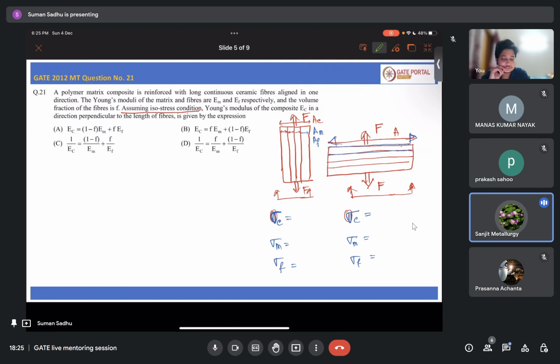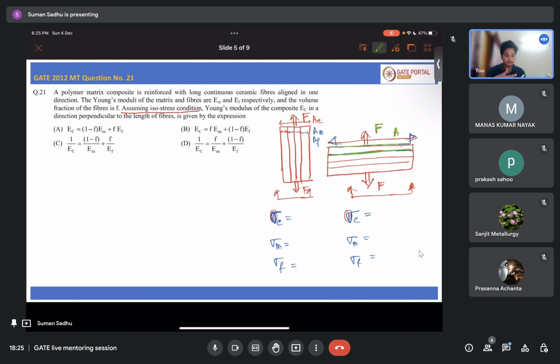Sir, I think Prasanna is right. The second case is the isostress because the area is same. So yes, Prasanna is right. In this case, your area is also same, and the force acting will also be same for the matrix phase and same for the fiber.